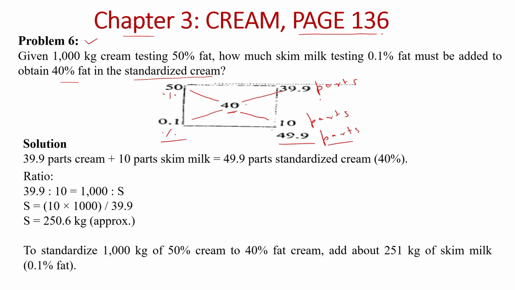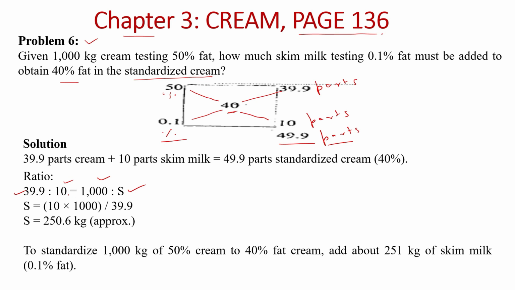Now, to solve this problem very simply, we can say that there is a parts ratio, that is 39.9 parts of cream to 10 parts of skim milk. The proportion of their parts will be equal to the proportion of their quantities. So 1000 kg cream is given, and we have to calculate the amount of skim milk required. Say the skim milk required is S kg.